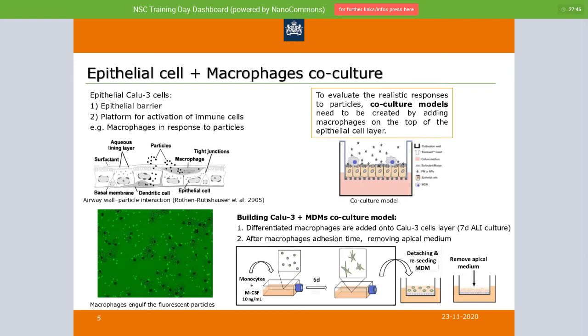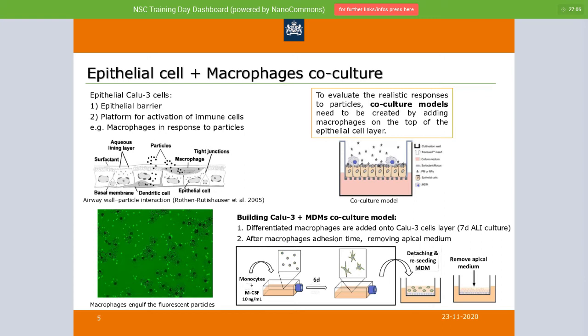Also, the macrophages play an important role in uptake and clearance of particles in our lungs. So, to evaluate the realistic responses to particles, the co-culture models need to be created by adding macrophages on top of the epithelial cell layer. In our study, to build the Calu-3 and Calu-3 plus MDM co-culture model, we first differentiated the primary monocytes to macrophages by adding M-CSF.